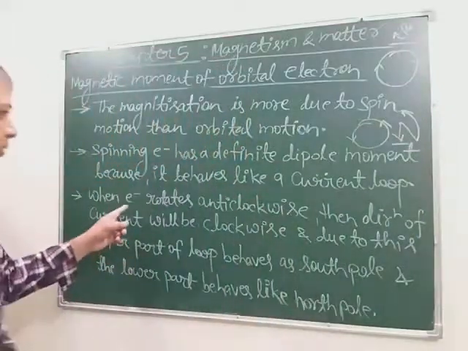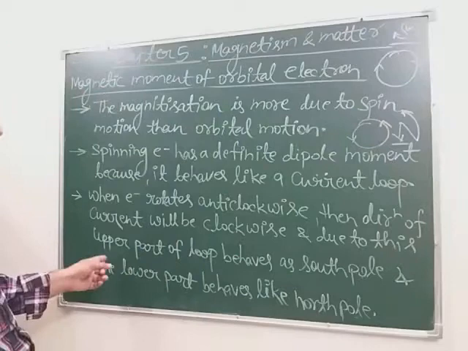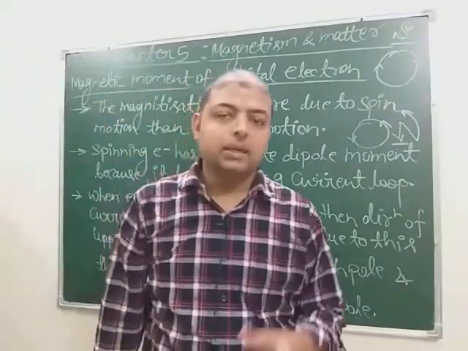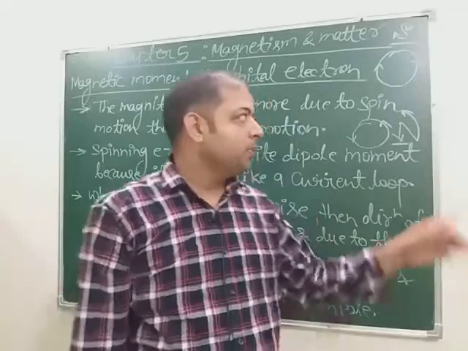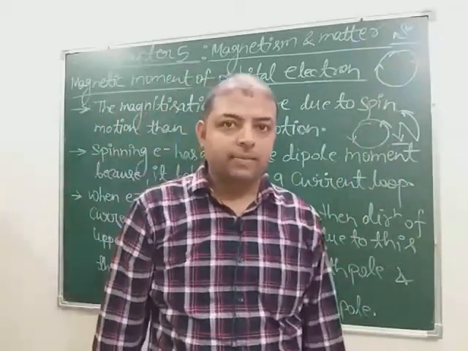So if an electron rotates anti-clockwise, then the direction of current will be clockwise, and due to this, the upper part of the loop behaves like a south pole and the lower part behaves like a north pole, according to Faraday's law, Lenz's law, which we have already discussed.